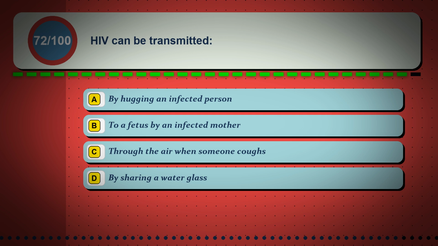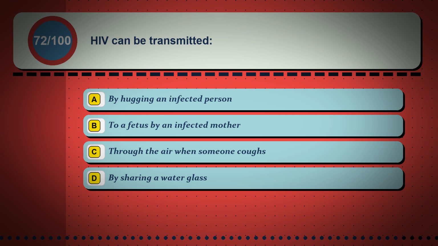Question 72. HIV can be transmitted. Option A, by hugging an infected person. Option B, to a fetus by an infected mother. Option C, through the air when someone coughs. Option D, by sharing a water glass.